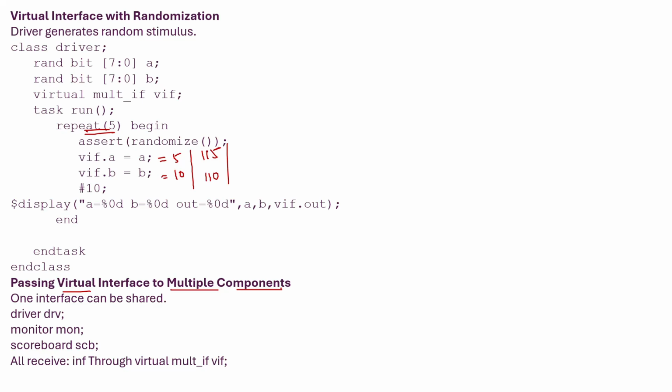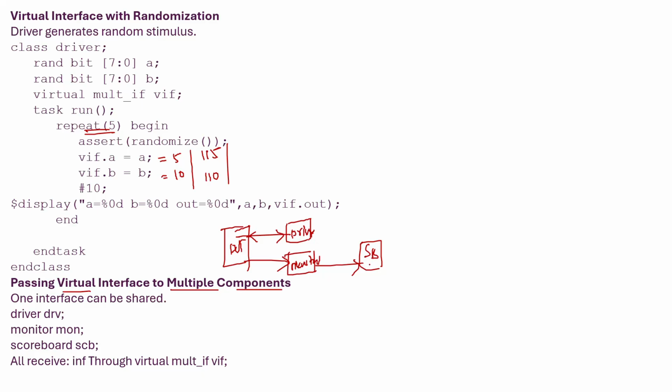We can pass that virtual interface to many components like driver, monitor, and scoreboard also. Because you need to remember, whatever the DUT is there, this DUT will be communicating through driver. So driver is driving the signals to the DUT and DUT sometimes also driving the signals to the driver, and monitor is connecting here. Monitor is always observing the signals. This monitor is connecting to scoreboard.